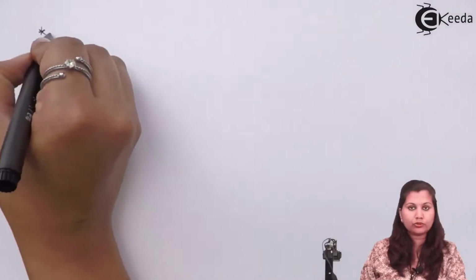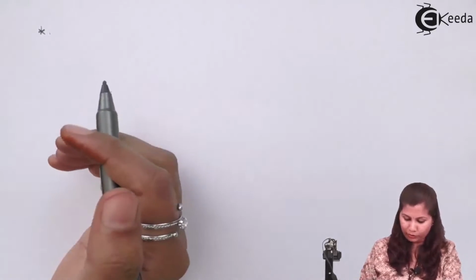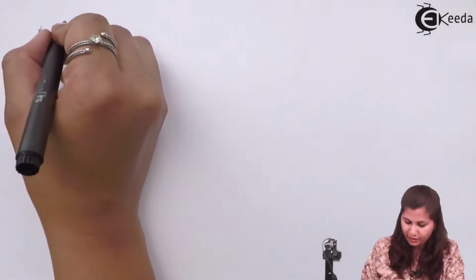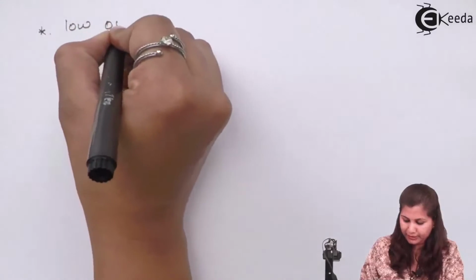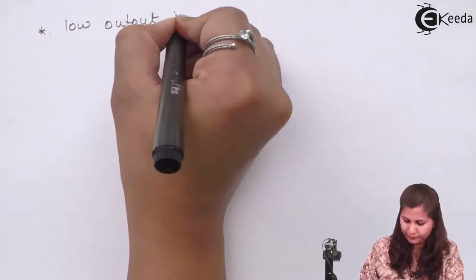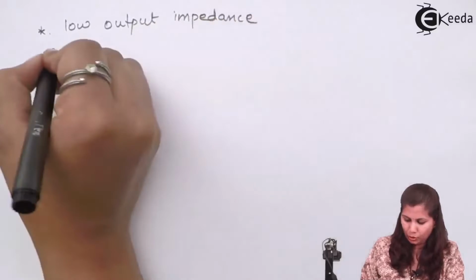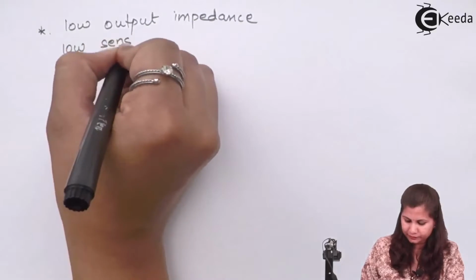Now, some of the features of these dynamic microphones: they are the most widely used, and they are generally used for the measurement of sound. Some of its features are low output impedance and low sensitivity.